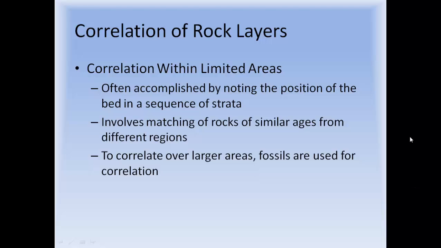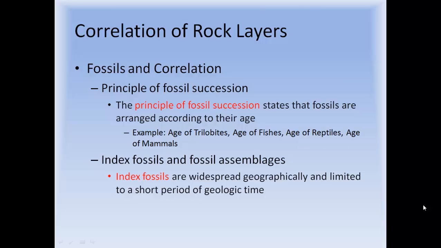Within limited areas, correlation is often accomplished by knowing the position of the bed and the sequence of the strata, while matching rocks of similar ages from different regions. To correlate over large areas, fossils are used for the correlation. So, fossils and correlation now.